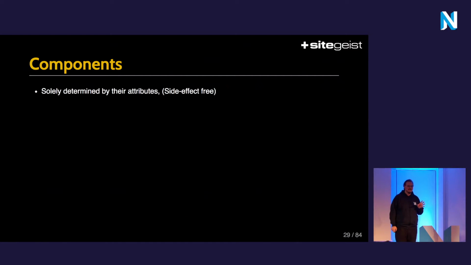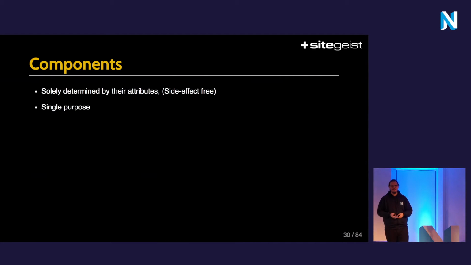Components are solely determined by their attributes. This is the first principle. And attributes is an arbitrary term. You can replace it with props or options, parameters, whatever you want. The important thing is one set of input must always lead to the same set of output. It must be side effect free.